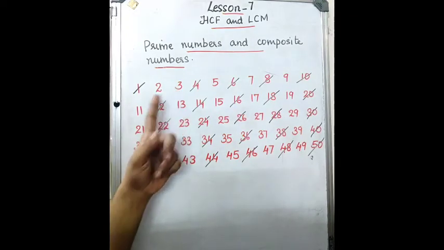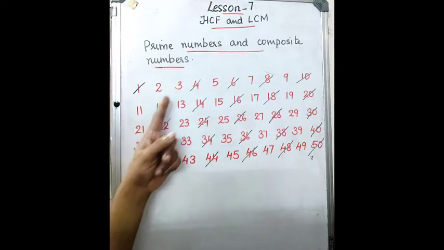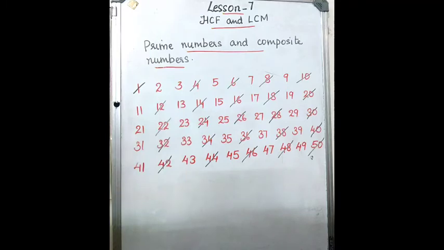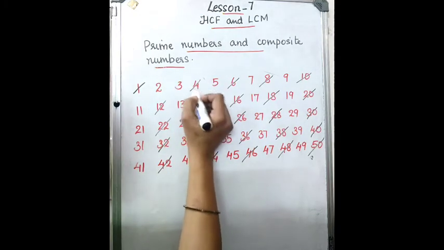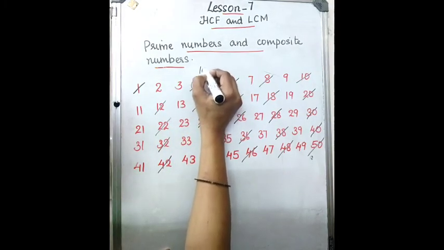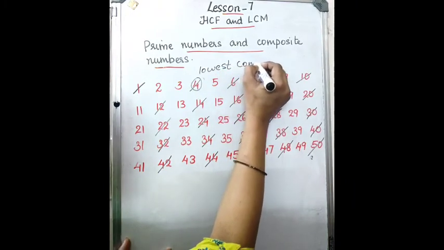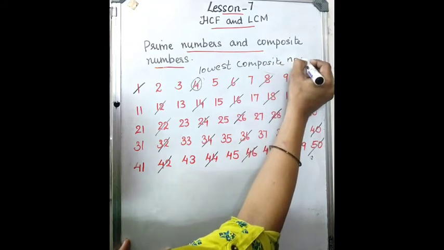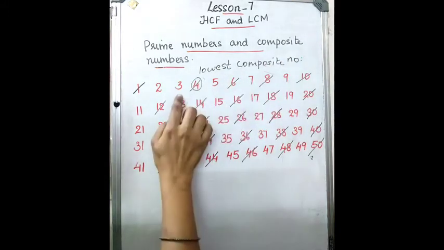Then coming to number 3, we know that it has only 2 factors and 3 is the lowest prime number after 2. Look here, 4 is the lowest composite number. Composite numbers start from 4. So it is the smallest composite number.